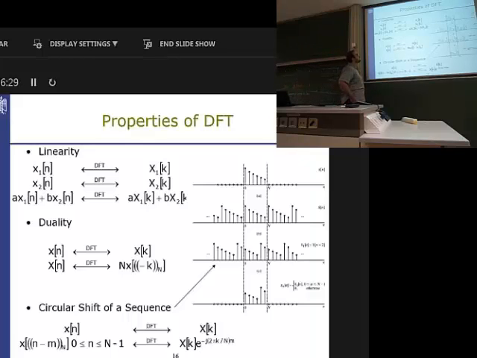Other properties of DFT, besides the linearity and the duality. The linearity is the same as many other transforms. Actually, all the transforms that we talked about so far are linear, so the linearity property is already satisfied. But here is a very nice example of shifting. Shifting in the DFT domain is a bit different from the other domains.